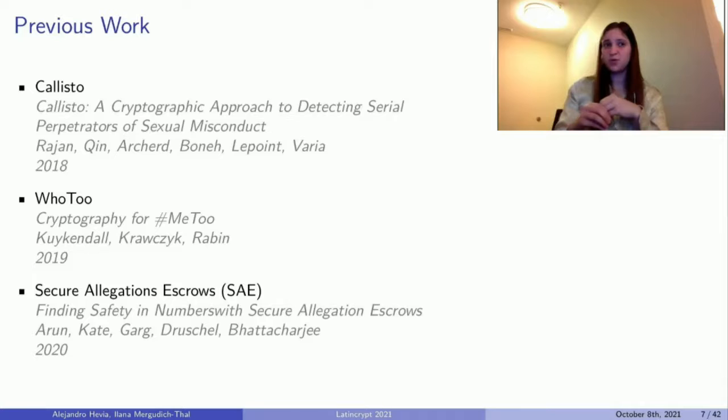There's a third protocol called the Secure Allegations Escrow that also takes this idea of the quorum. However, it may reveal more information than should be revealed before the quorum is reached, but it has some very interesting tools that we actually used in our version that we call Who2+, which is an improvement of Who2.